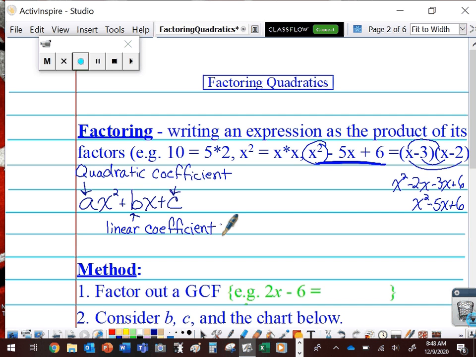Okay, x is just the linear term. It's just regular old x, not x squared. So b being what multiplies it, that's the linear coefficient. And then we have c, which is the constant term. There's no x on it at all. It's constant. Now, a, b, and c, we're going to use integers.